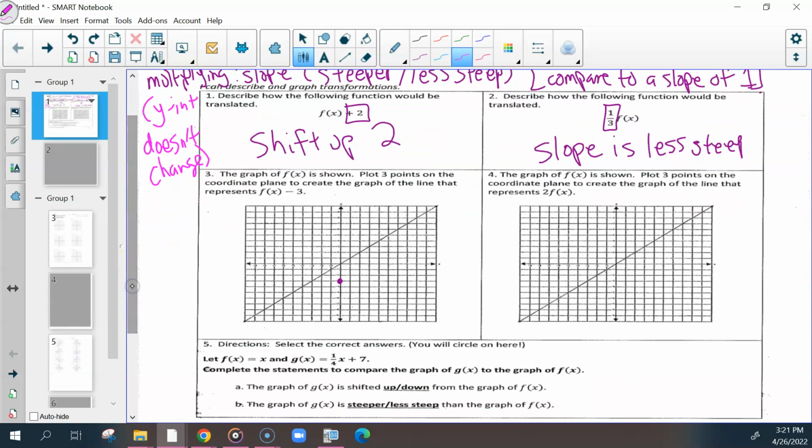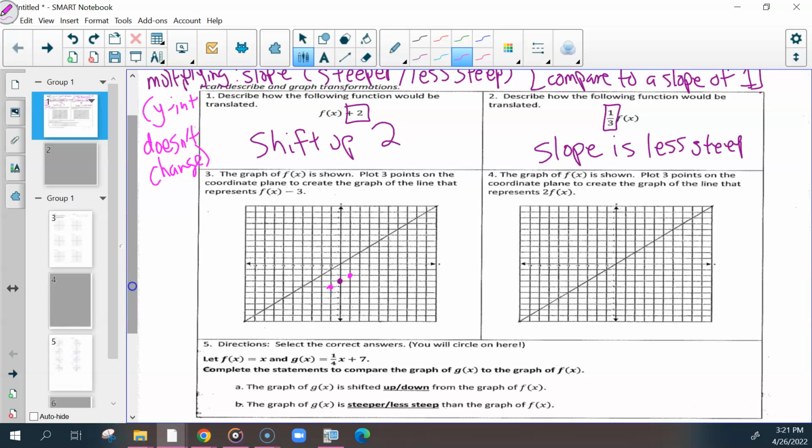So for number 3, since my slope of this original line is up 1 to the right 1, I can go up 1 to the right 1 from the point I have drawn and down 1 to the left 1. I could do 2 in one direction. It doesn't matter. I just need 3 points. Any 3 points would work.